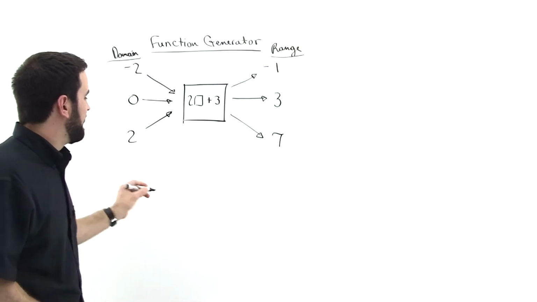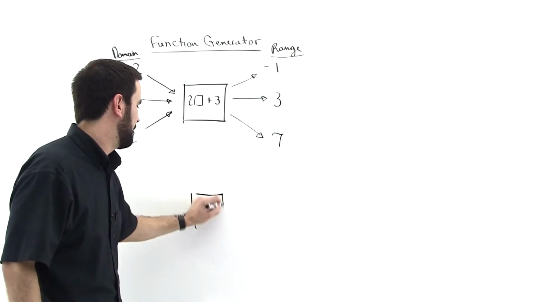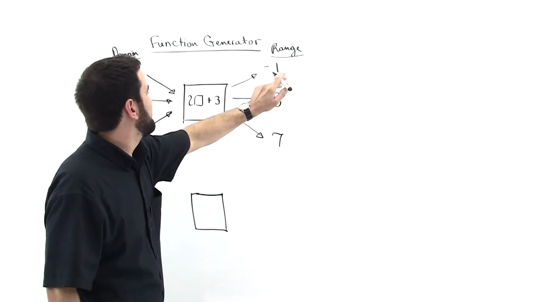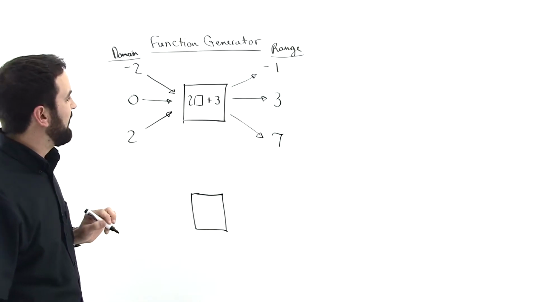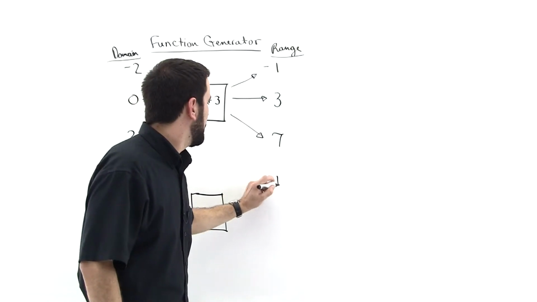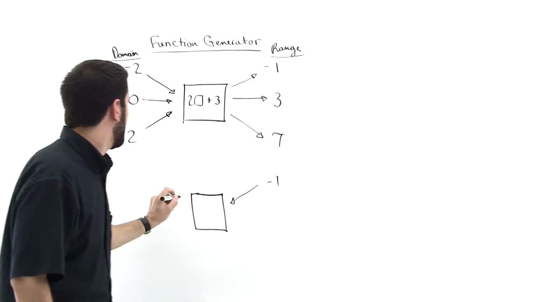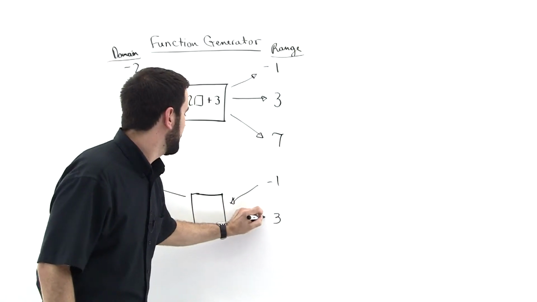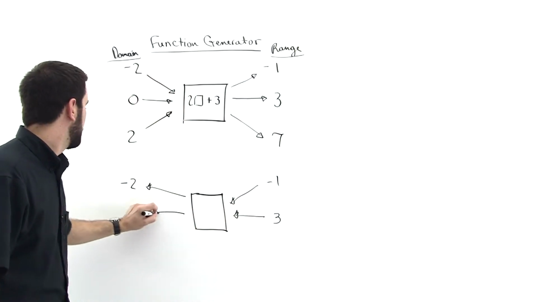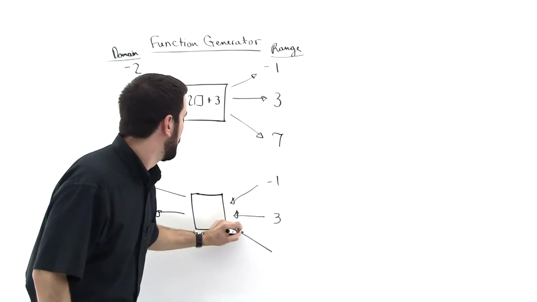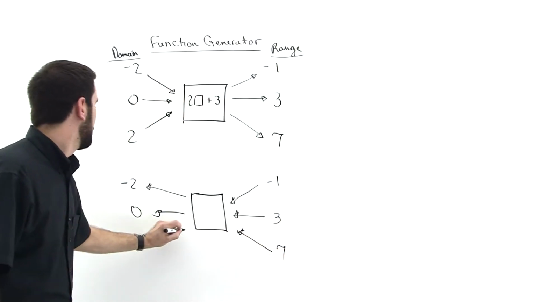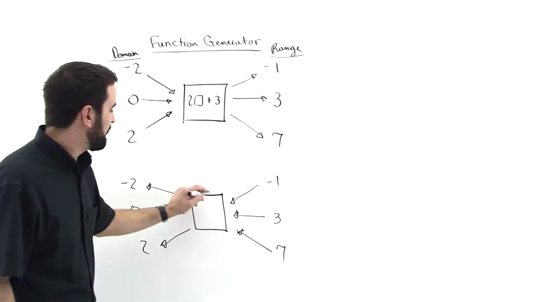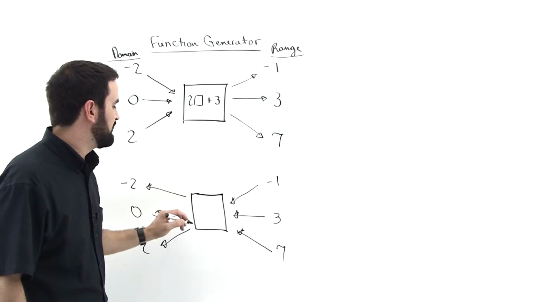So now we want to find a function, right? A black box that will take this range and send them back to the domain, right? So we want -1 to go in and come back to -2. And we want 3 to go in and come back to 0. And then we want 7 to go in and come back to 2, right? So we need to find what this new function generator is.